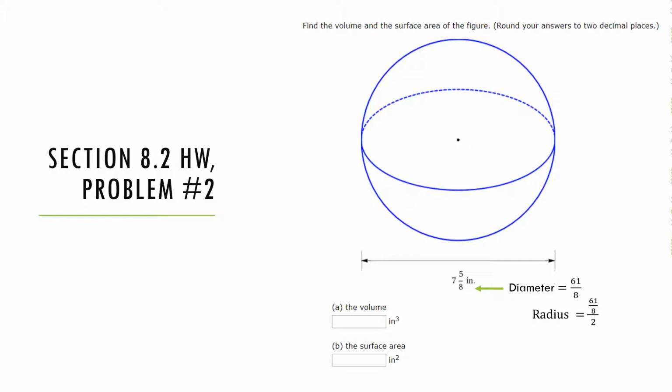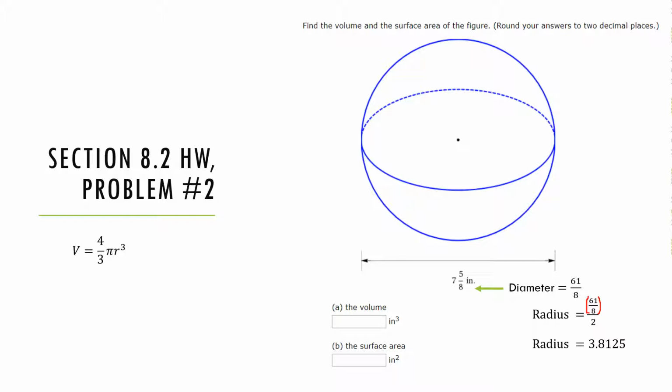So the radius is going to be 61 over 8 divided by 2. Now I've tested this on my calculator, and it seems like you don't need parentheses around the top, but if you wanted to play extra safe, you could go ahead and throw a set of parentheses around the top before you divide it by 2. So 61 over 8 divided by 2 is 3.8125. And make sure you include all of those decimal places so that we don't have any rounding mistakes.